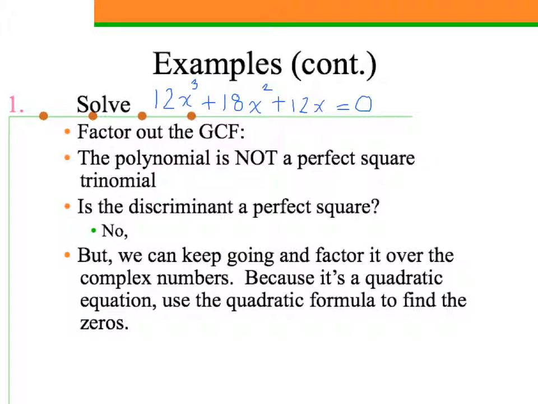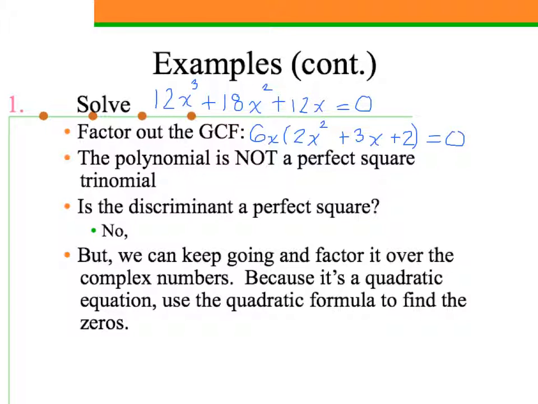So in this final example, we ask you to solve this equation. And notice it's set equal to 0, which basically means that we are going to want to find its zeros. And we'd like to try to do this by factoring if possible. So we'll notice that the greatest common factor of all three of those terms is 6x. If I divide out 6x, 12x cubed divided by 6x is 2x squared. 18x squared divided by 6x is 3x. And 12x divided by 6x is 2.